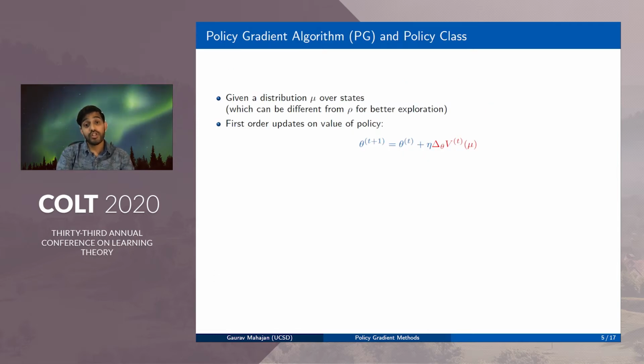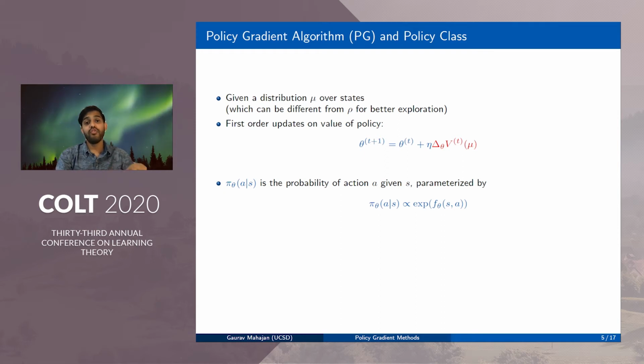Okay, so what's a policy gradient algorithm? It's a very simple gradient-based algorithm. You have some objective that you want to maximize. In this case, that's the value of the policy. So you change the parameters of your policy in the direction of the gradient. Slight caveat here is that instead of using distribution rho, you might want to consider a slightly different or very different distribution mu for better exploration. We'll see later what role this distribution plays in various policy gradient methods.